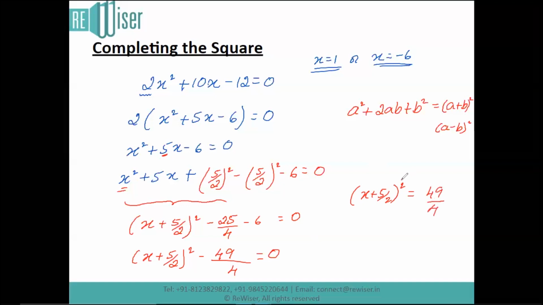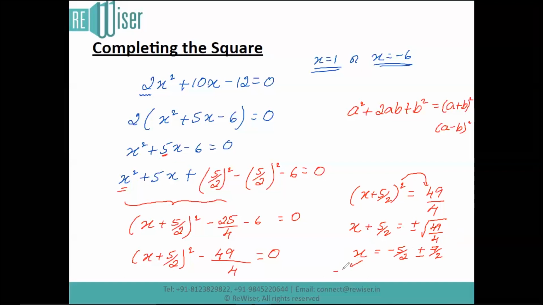Now if I take this square to the other side, it will become a square root. Not just square root, it will become plus or minus square root of that. So in that case, this will be equal to plus or minus square root of 49 over 4. This 5 by 2 can also be taken to that side, so it would be negative 5 by 2 plus or minus. The root of 49 over 4 is nothing but 7 by 2. Whenever I say plus or minus, it could be either of the two cases.